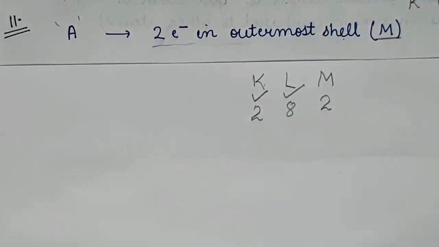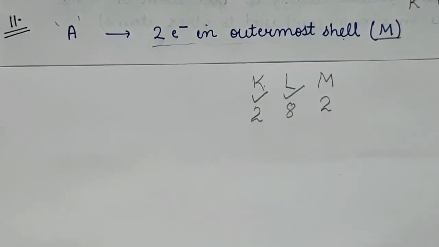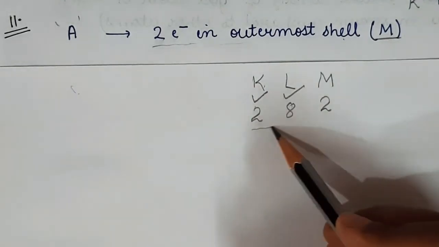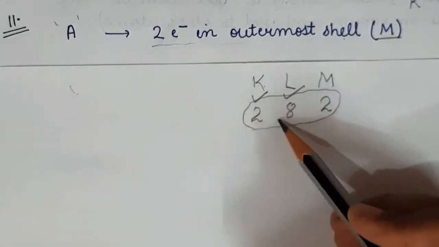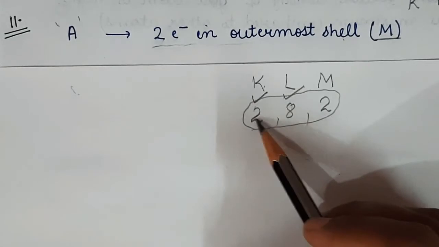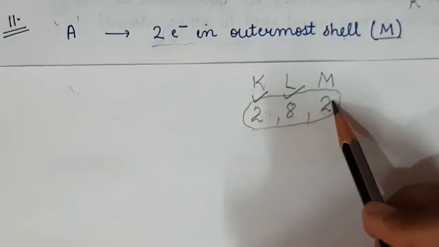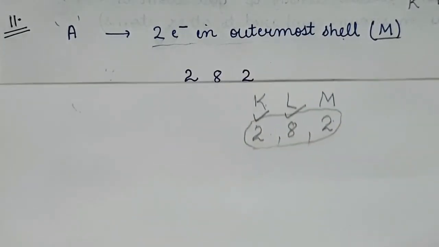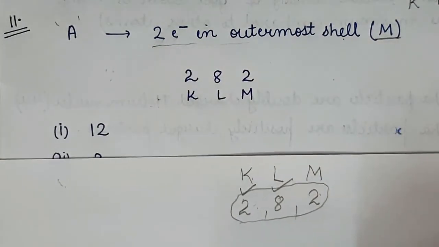So the first part is calculate the atomic number of this element A. So what will be the atomic number? You know the electronic distribution now? 2, 8, 2. So what is the atomic number? 2 plus 8 plus 2. That will be 12. So atomic number is 12.